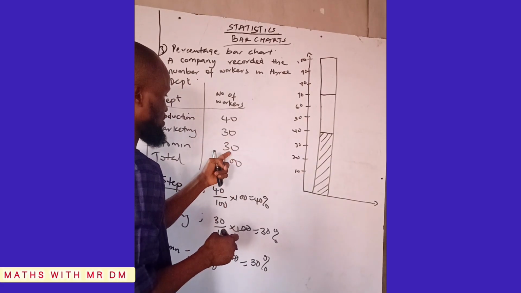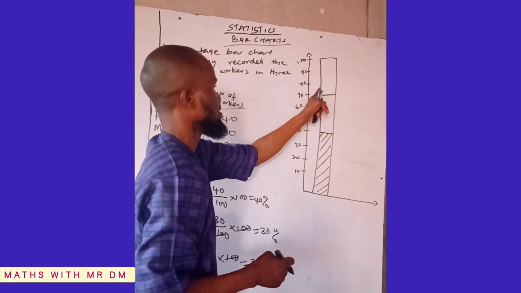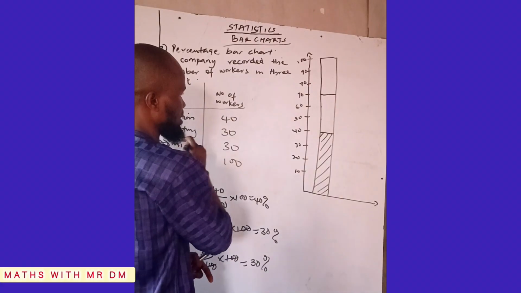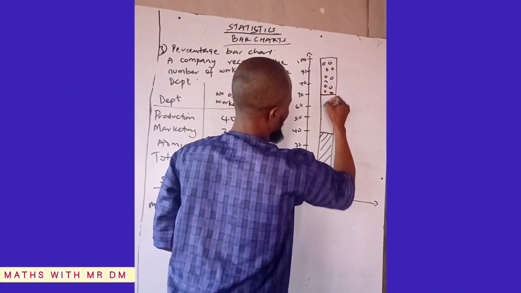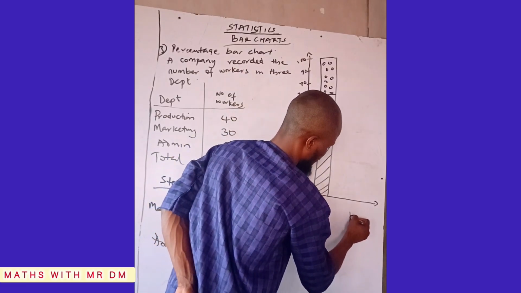And the last one, which is 30, this one automatically is 30. That's 10, 20, 30. This is admin. So let's just use this symbol to differentiate it. So let's have our key.